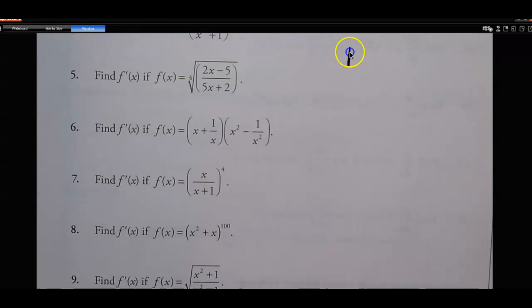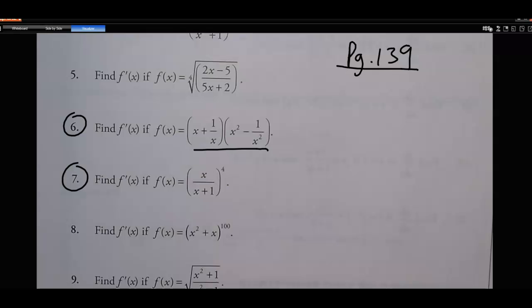Okay, so now we're going to move on to page 139, and I'm going to do numbers 6 and 7. All right, so what we're being asked to do here is find the derivative of this. Now, there's two ways that we could go about doing this problem. One way is you could multiply this first and then take the derivative, or you could do the product rule, meaning you're going to take the derivative first and treat it like a product rule, and then simplify it afterwards.